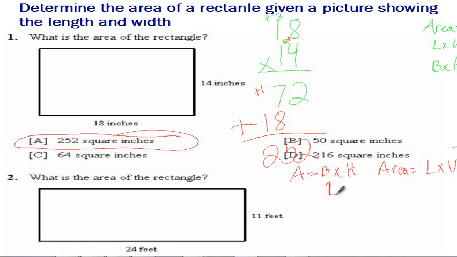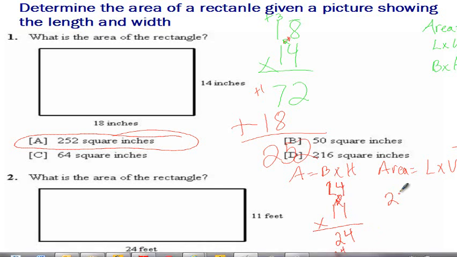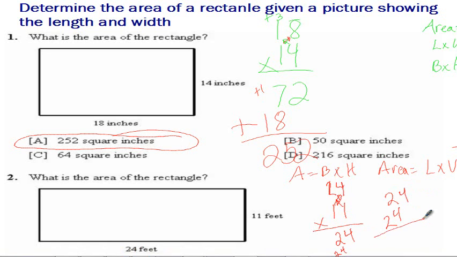Actually, I'm going to put 24 first, okay? 24 times 11. 4 times 1, 4. 4 times 2, 2. Now this one, 4 times 1, 4. 1 times 2, 2. Now we add those. So it's 24 plus 240. 4, 6, 2. 264 what? Square units. Good job, Miranda. Square feet. It's not units anymore, square feet.